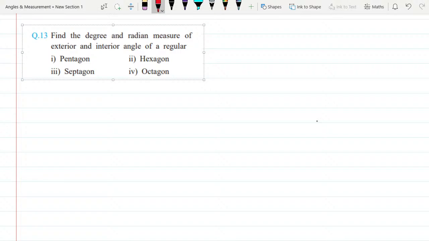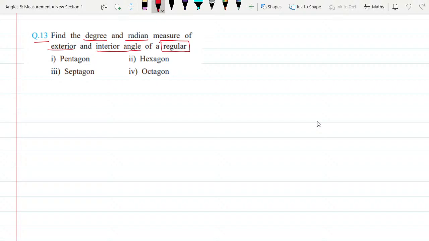The question number 13 says: find the degree and radian measure. Again we have to find the answer in degrees as well as radians. Find the degree and radian measure of exterior and interior angles of regular polygons. This term is very important. Regular pentagon, hexagon, septagon and octagon.